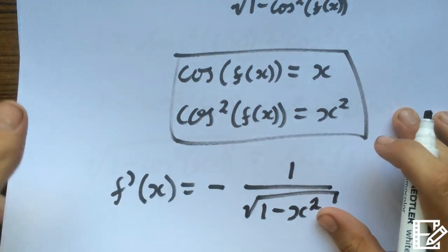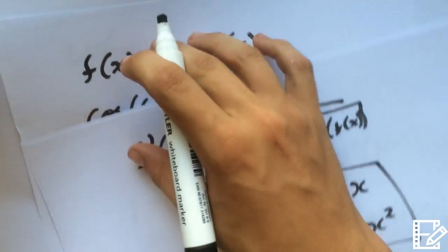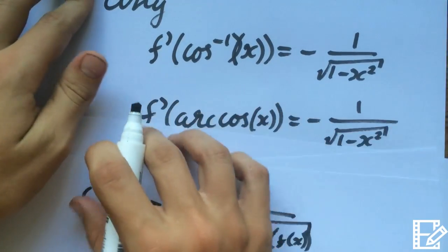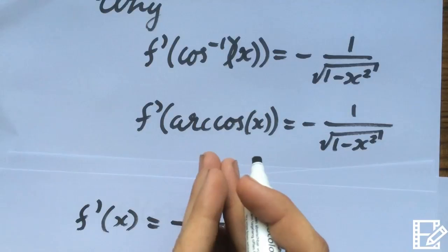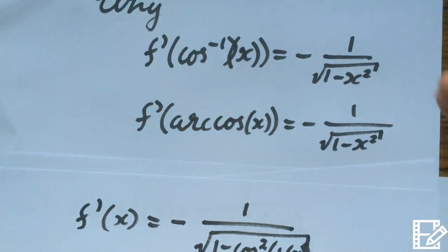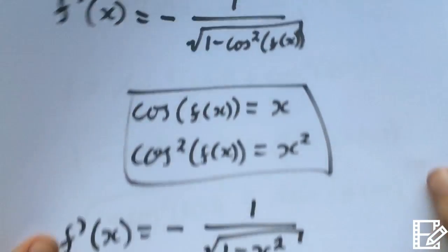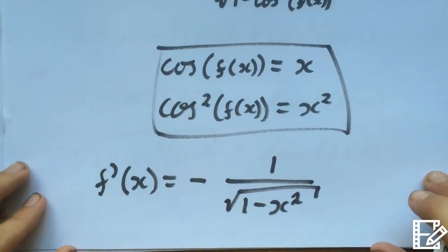Okay, that's good, because what do we want to do? We wanted to prove, if I can get to the first page, why the inverse of cos x, or arccos x, equals negative 1 over square root of 1 minus x squared. And we have just proven that just here.